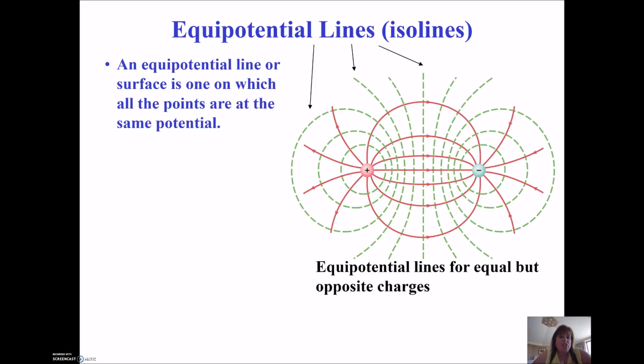What an equipotential line is, or also called an equipotential surface or an isoline, sorry, lots of words, same thing, is an area in which the potential all along that line is the same.